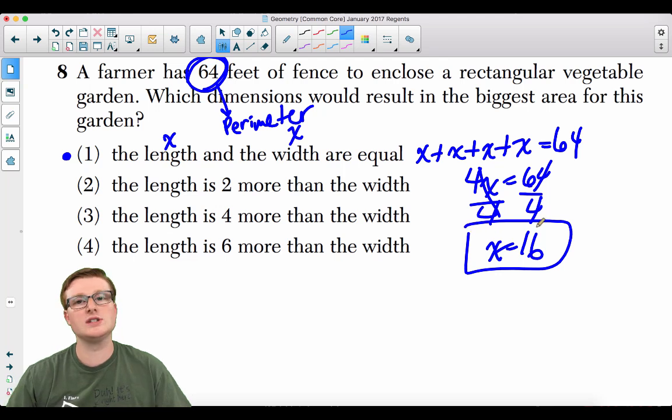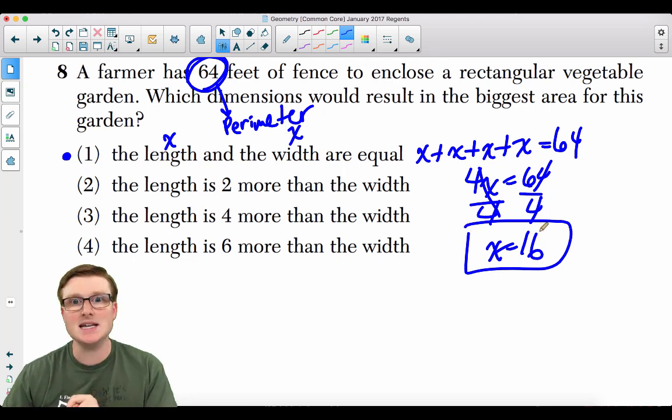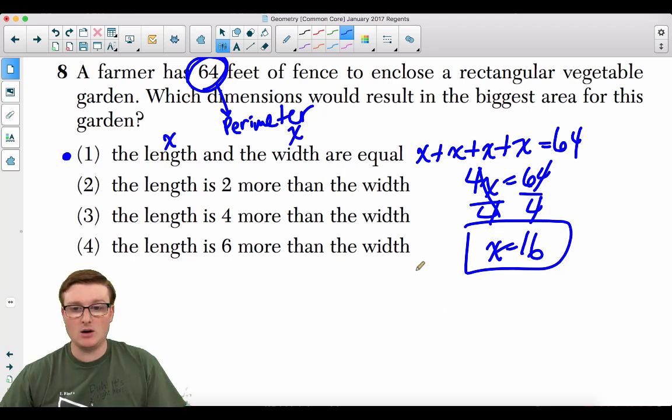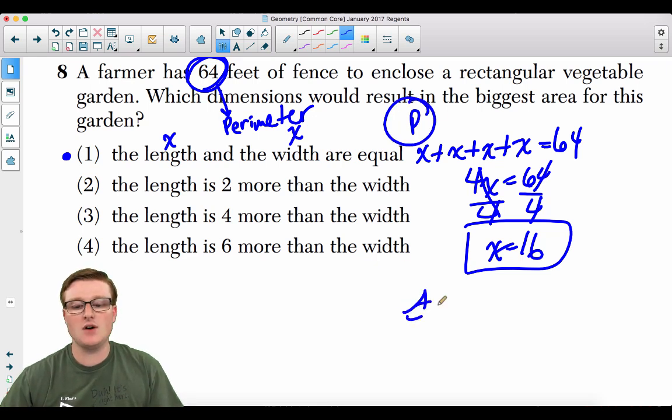But what in the world does this tell us? That 16 tells you that the length and the width are both 16. So now, we just found the perimeter. Now we need to find the area. The area of a square is length times width.